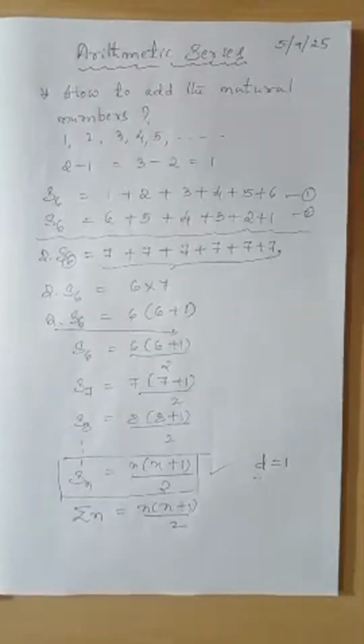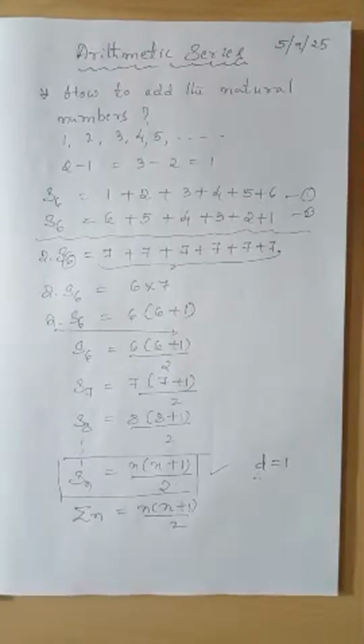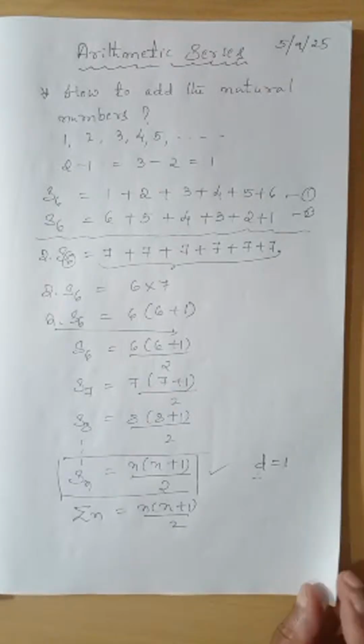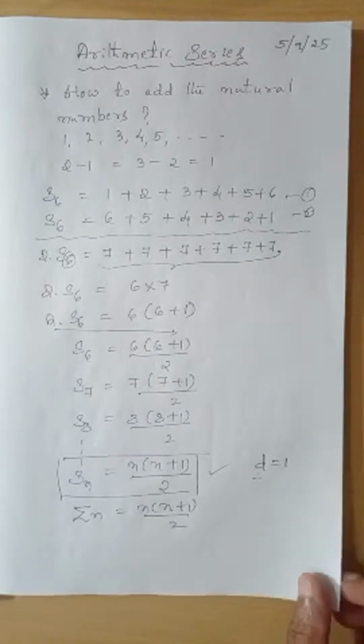Next, suppose the common difference is more than 1. Which relation do you have to develop? For that, I need a general example of an arithmetic progression.